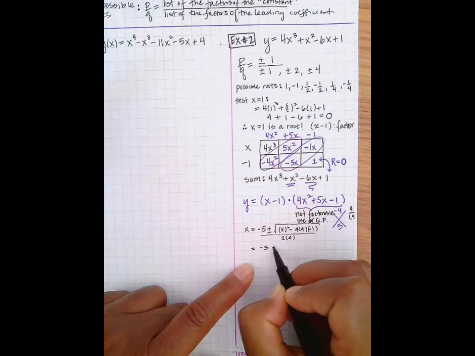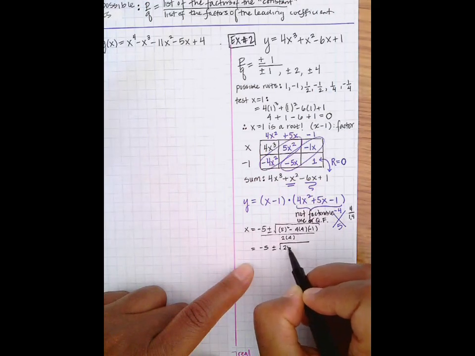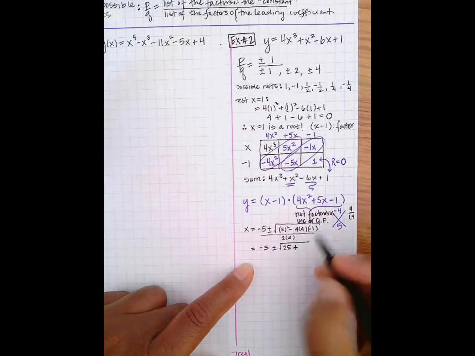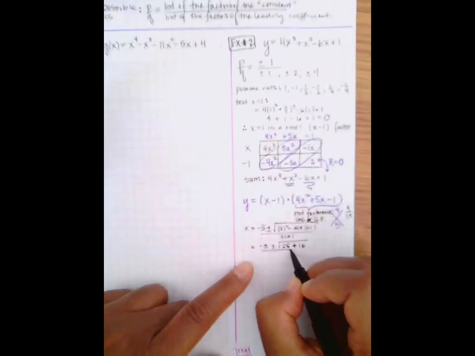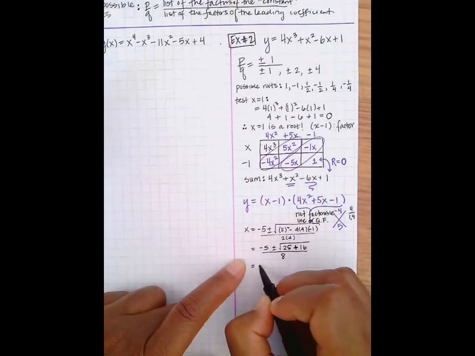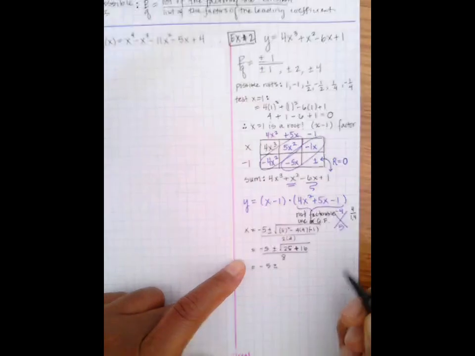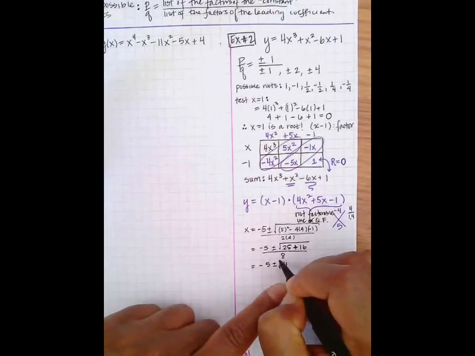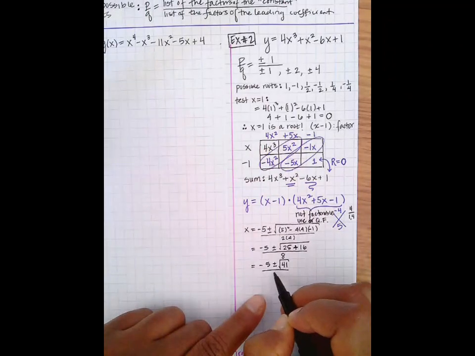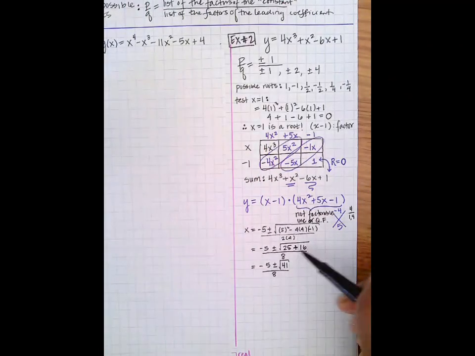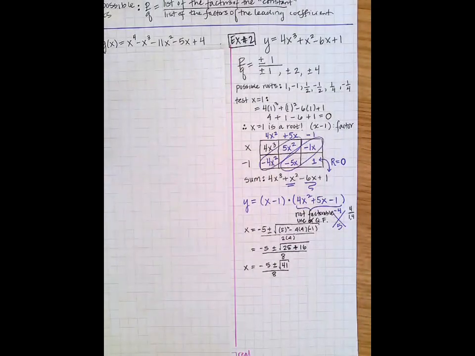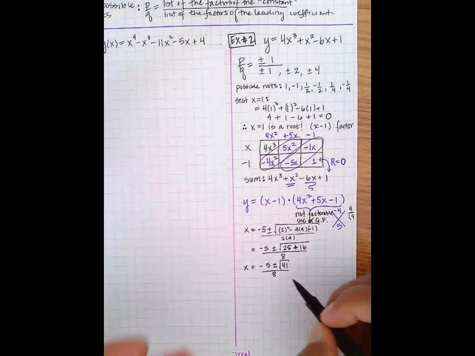So -5 plus or minus radical 25, and this will become a plus because of the negative and the negative, so it'll be plus 16, all divided by 8. And so -5 plus or minus, and now 16 plus 25, I believe, is 41, still underneath the radical symbol, all over 8. Just double checking that, yep, that would be 41, which is a prime number, so I won't be able to simplify this any further. And in this case, this is a real root.